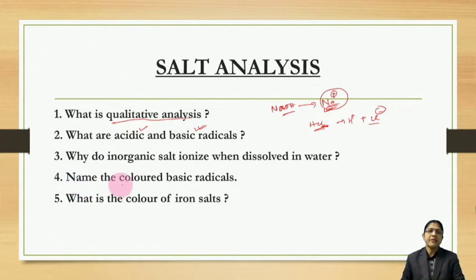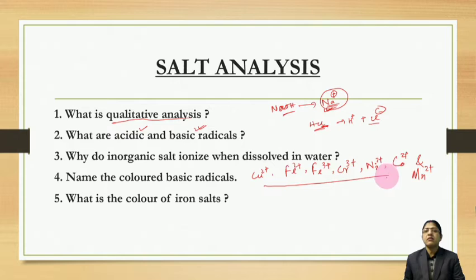Then question number 4, name the colored basic radicals. So colored basic radicals are Cu2 plus, Fe2 plus, Fe3 plus, then chromium Cr3 plus, nickel Ni2 plus, cobalt Co2 plus and Mn2 plus. So these are colored basic radicals.